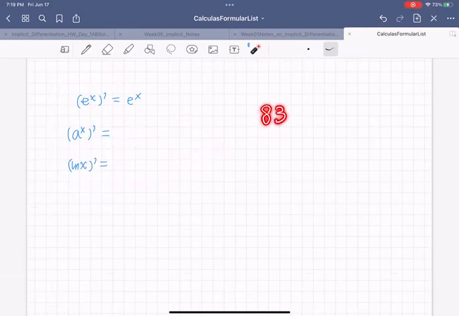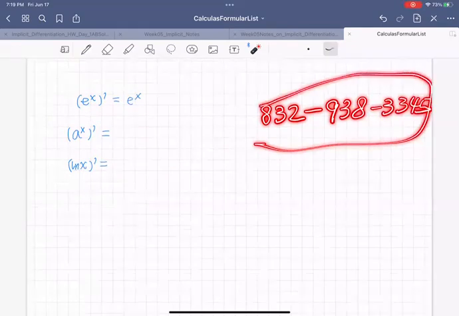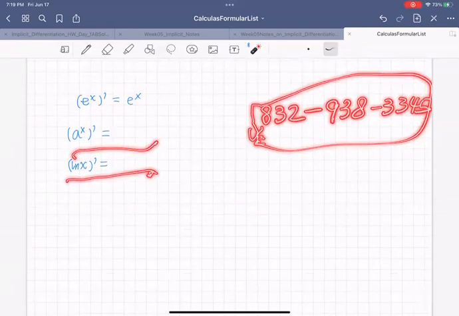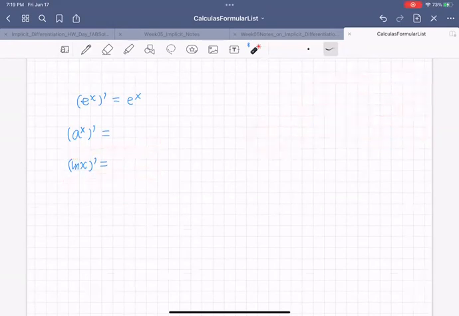If you don't know my number, here is the number. You can text me only during the class time. Go ahead. You do this, screenshot your work, text me. Do it now. How did you get here? Copying down doesn't count.